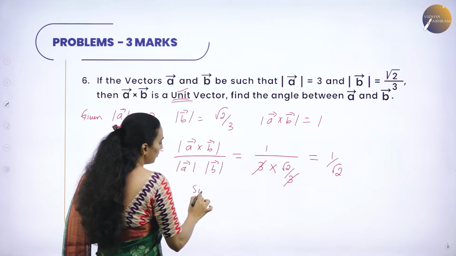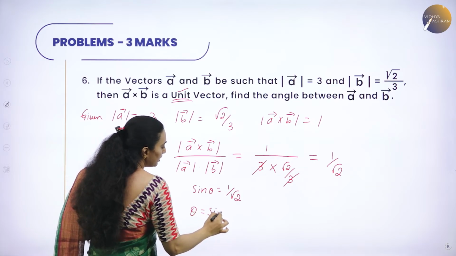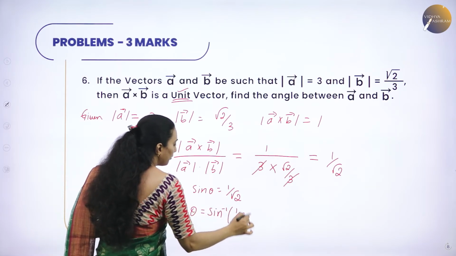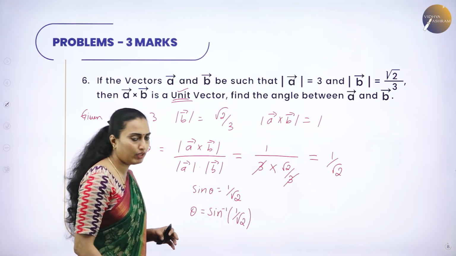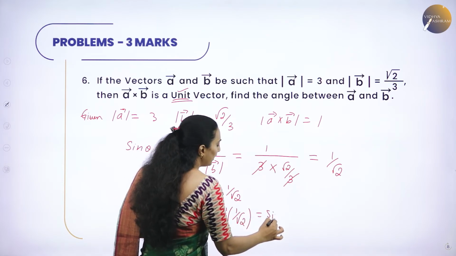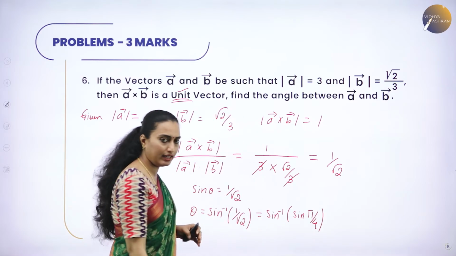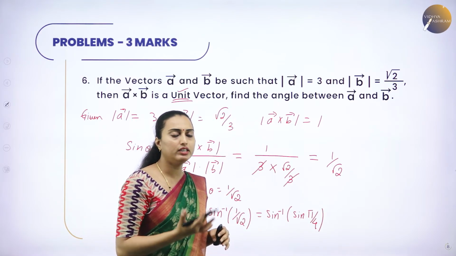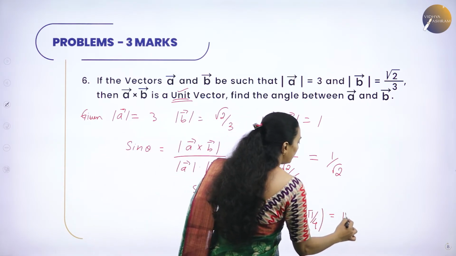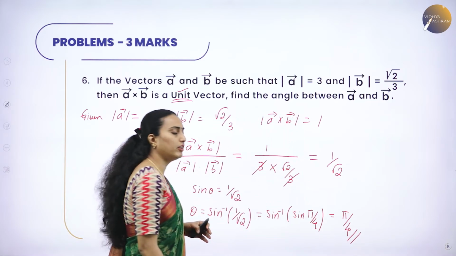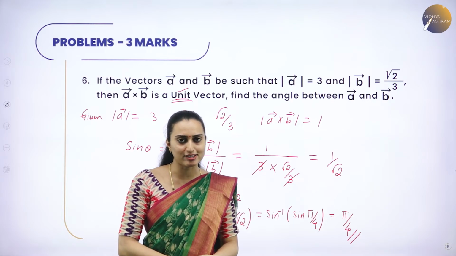If sin theta is equal to 1 by root 2, you know theta is nothing but sine inverse of 1 by root 2. Now what is sine inverse of 1 by root 2? 1 by root 2 is sine 45 degrees. Then only sine inverse and sine will go. So the answer, let me write that one, is sine inverse of sine pi by 4. Degree or radian you can write here, but more preferably we write it in radian. So sine inverse sine will go. The answer is pi by 4. So theta is equal to either 45 degrees or pi by 4. That is the angle.